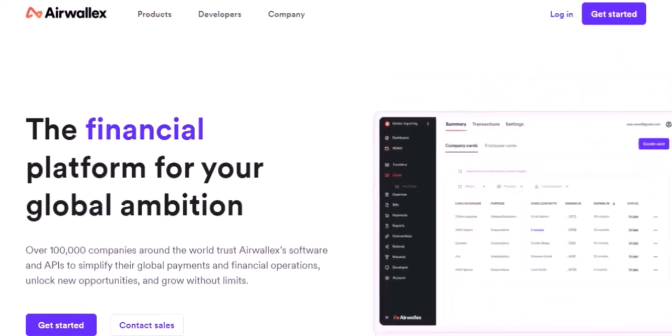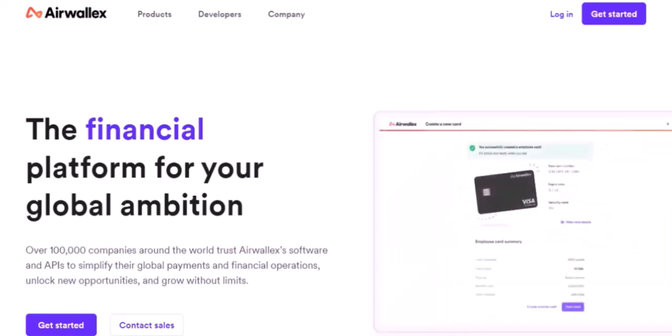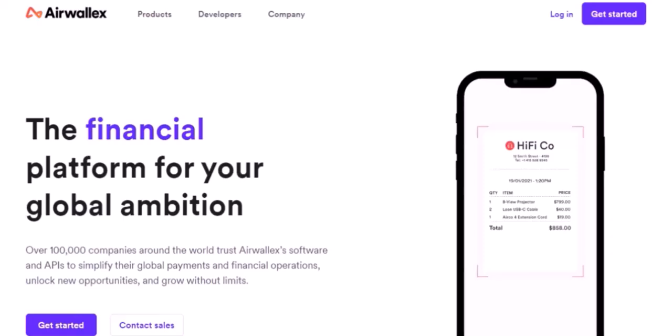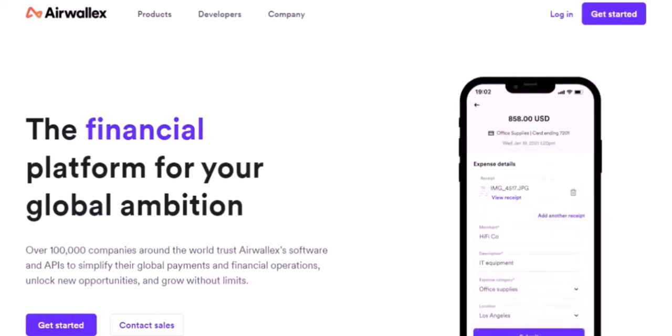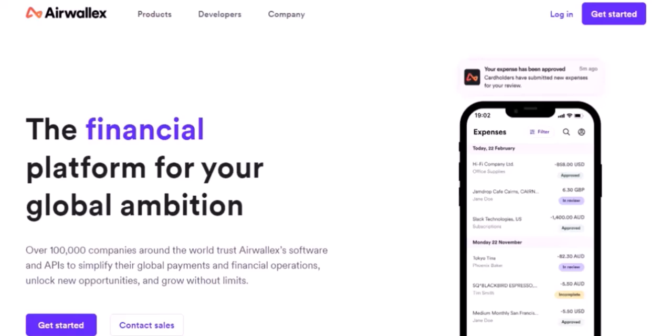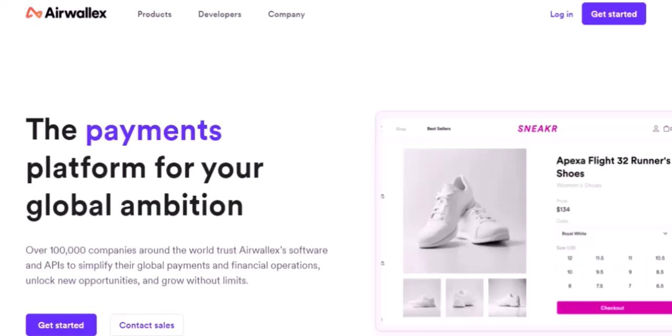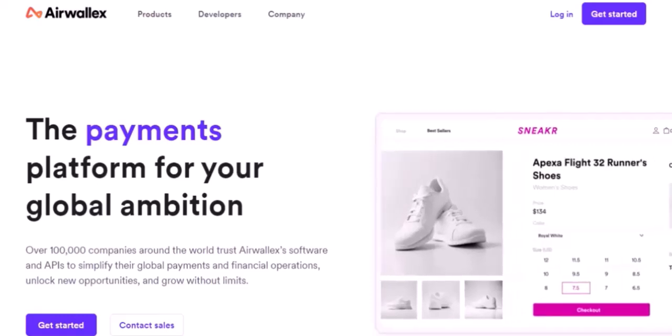What is a global account? Think of it as your one-stop shop for all your international financial needs. It's a multi-currency account that allows you to hold, send, and receive money in various currencies, all from a single platform. No more juggling multiple bank accounts or dealing with complex currency conversions.